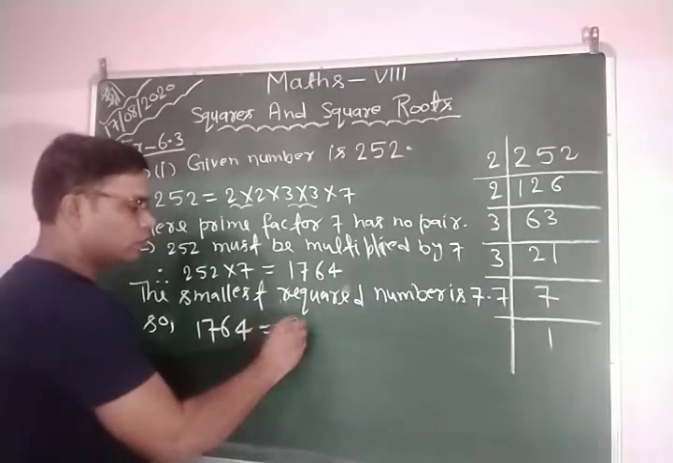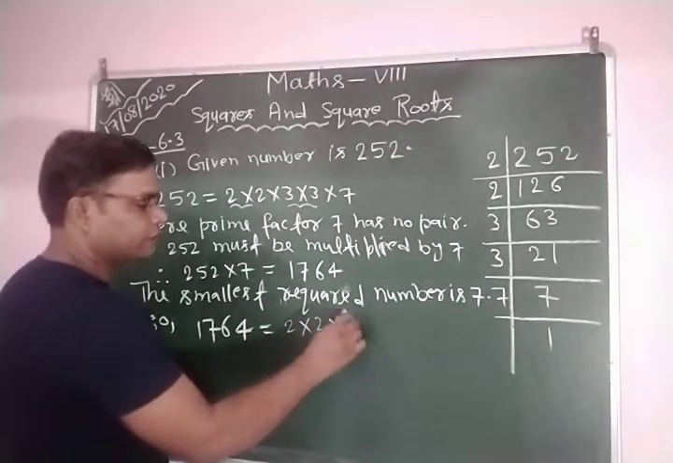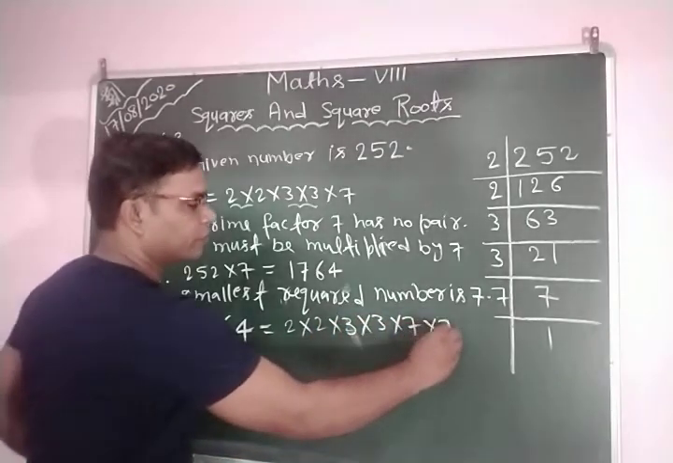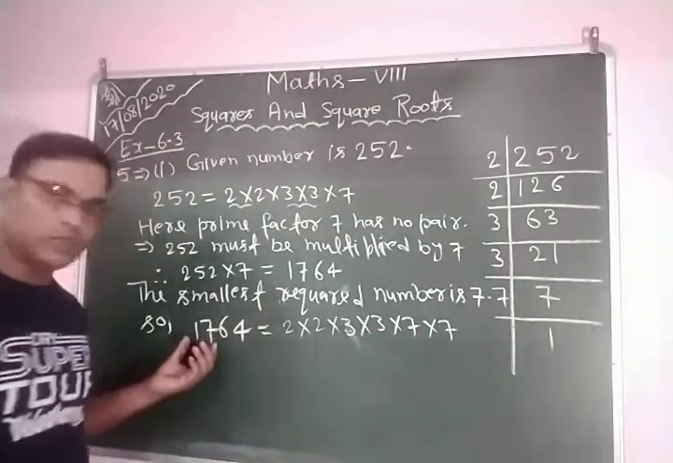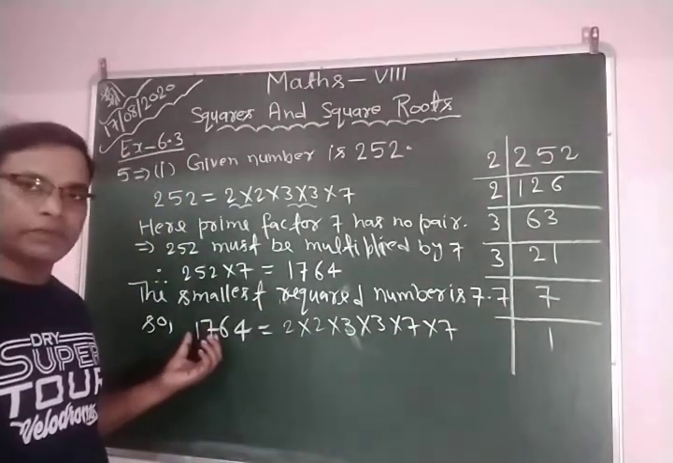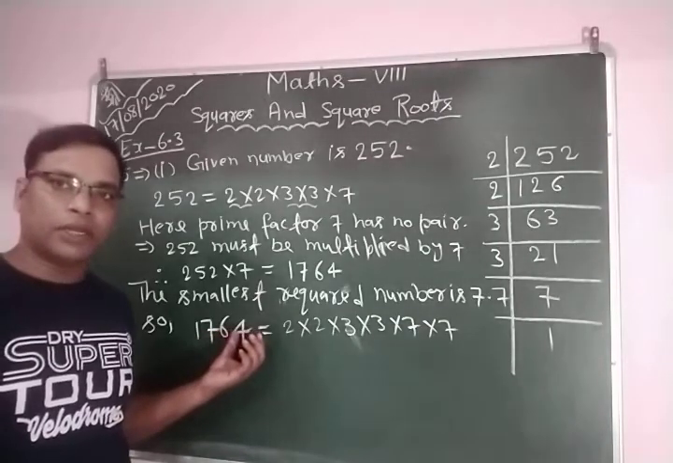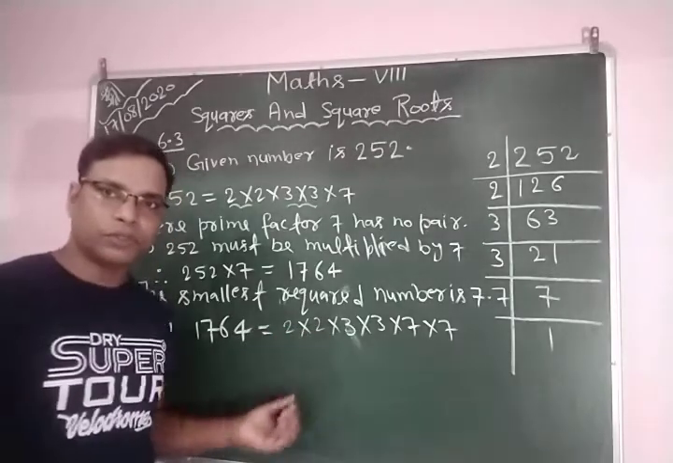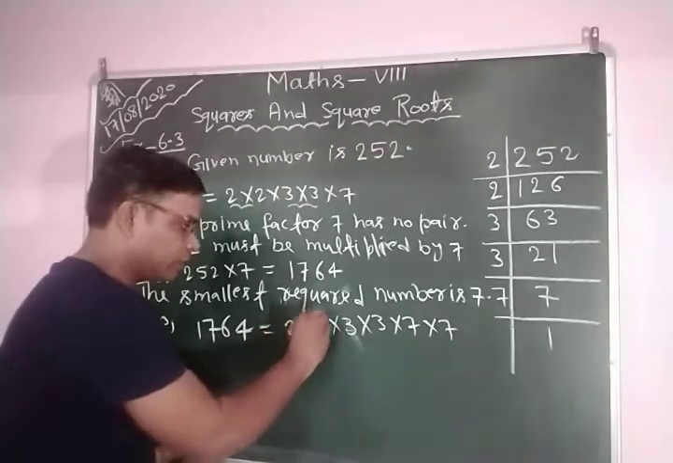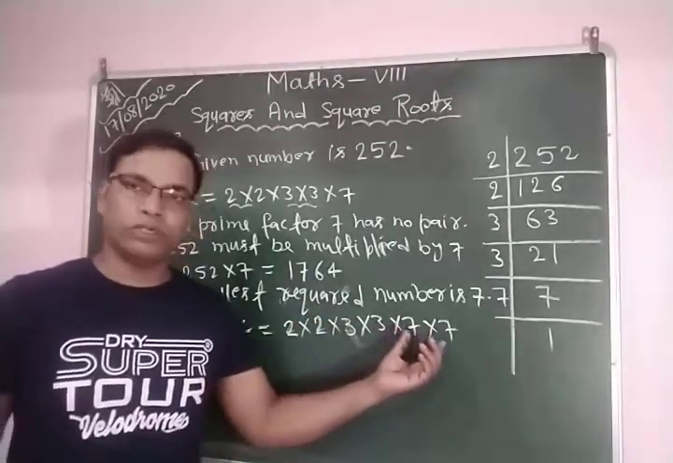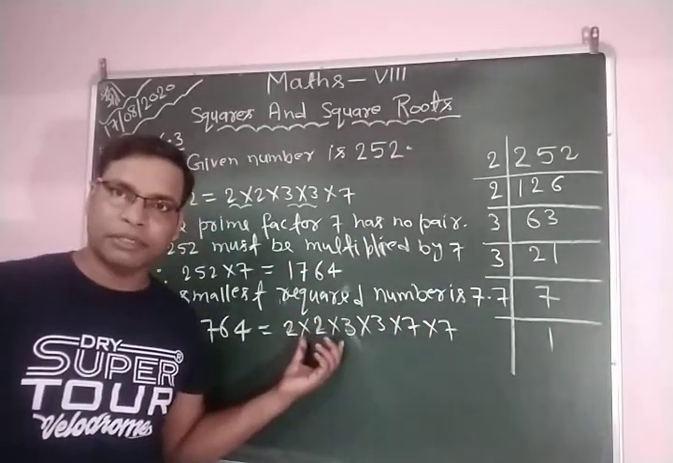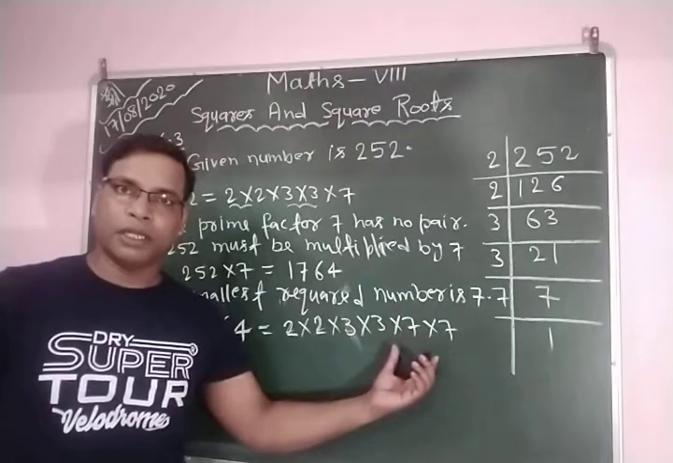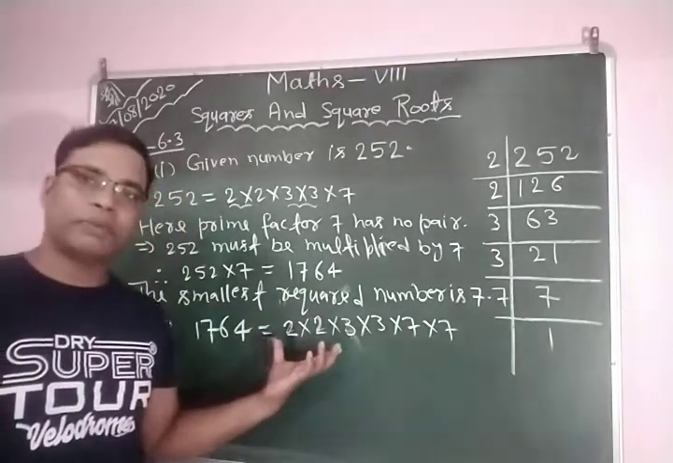So we can write it as 2 into 2 into 3 into 3 into 7 into 7. So we can write 1764 as a product of prime factors, or you can say prime numbers. You can see here each number is in a pair: 2 has a pair, 3 has a pair, 7 has a pair. So you can say this number is a perfect square number.